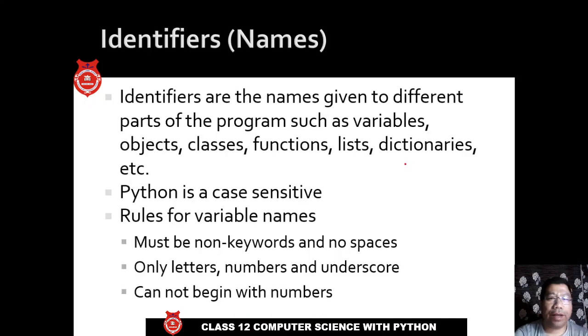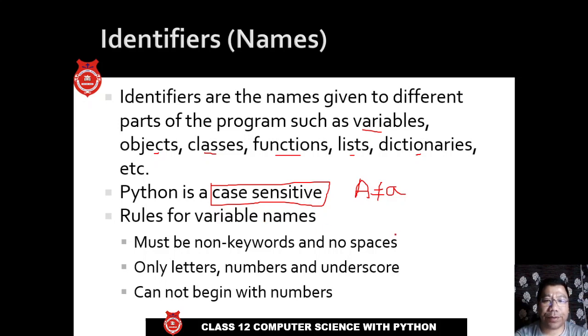And identifiers. Identifiers are the names given by the programmer or the writer of the code to variables, objects, classes, functions, lists, dictionaries, etc. You have to remember that variable names are case sensitive. Case sensitive means small letters and capital letters are treated differently. They are not treated as the same. They are not equal.